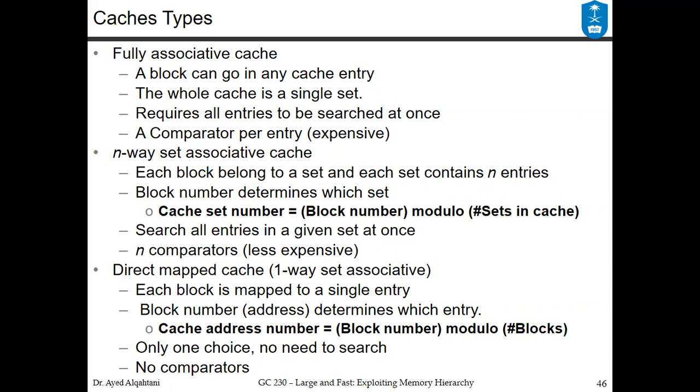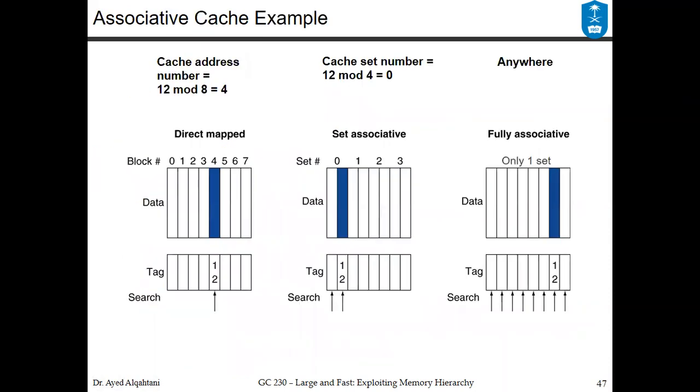To understand this better, in this slide, we have a direct map cache, a set associative cache, and a fully associative cache. In all three of these caches, we assume we have 8 entries. So we have 8 entries here, similarly we have 8 entries here, and we also have 8 entries here. But the way we manage them is different.